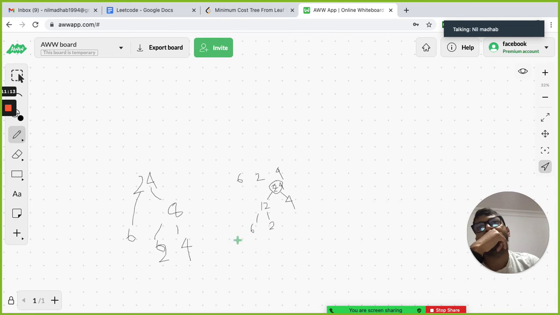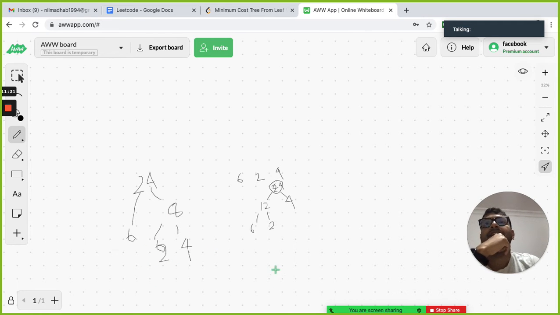So we have, and we don't need to consider the combinations of 6 and 4. The combination will always be consecutive, like 2, 4, and then we have 6 and 8.